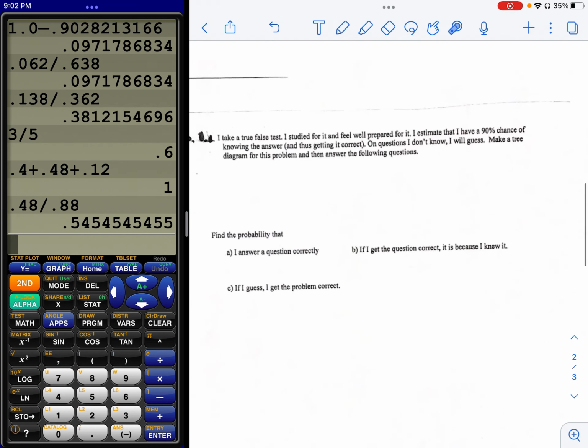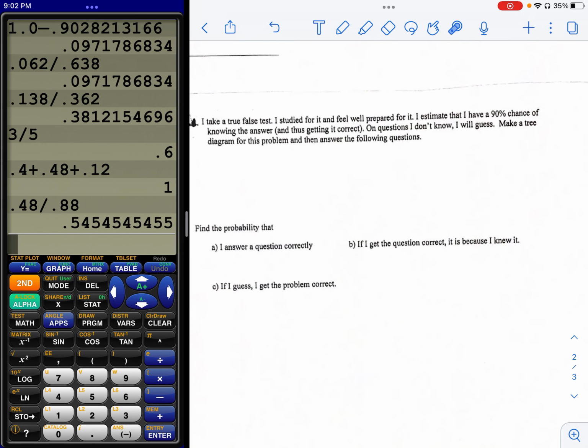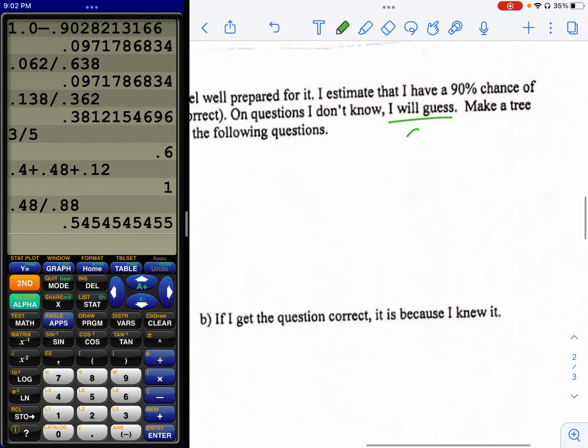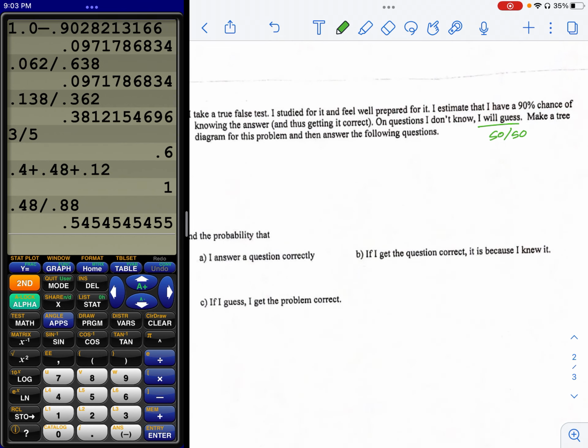All right, last one. More about the test. Just different probabilities. People that studied, I should say. I take a true-false test, I study for it, and I estimate that I have a 90% chance of knowing the answer. So it's a little bit different. And if I know it, thus, I will get it correct. On the questions I don't know, I will guess. Okay, what does that mean? Guessing is a 50-50 proposition.